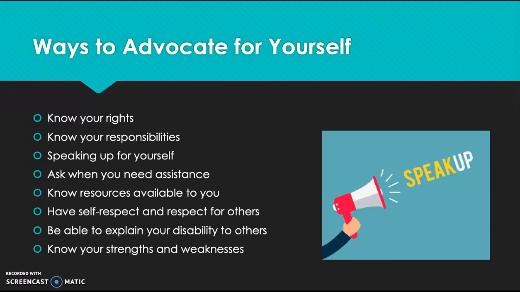You must be able to explain your disability clearly in some way. This may be through sign language, writing, gestures, or pictures, just as long as another individual can interpret the information. And it is incredibly important to be aware of your own strengths and weaknesses. You want to know what you're good at and in what areas you could use improvement.